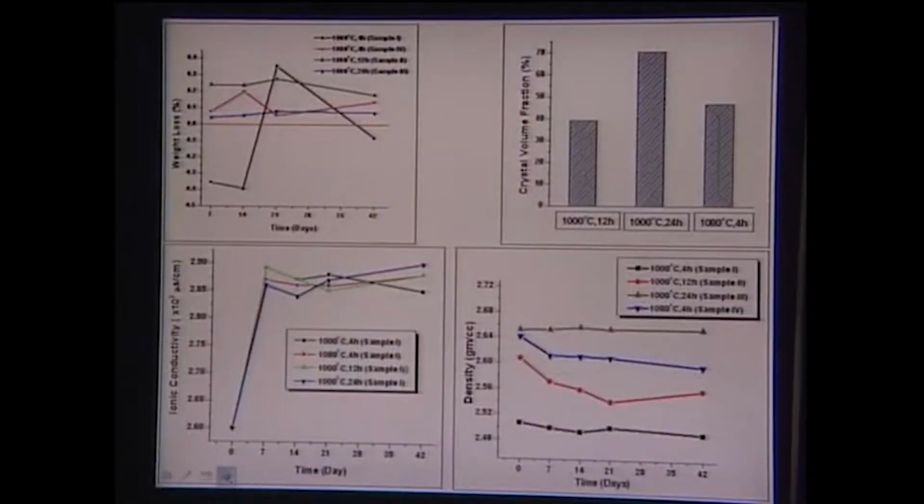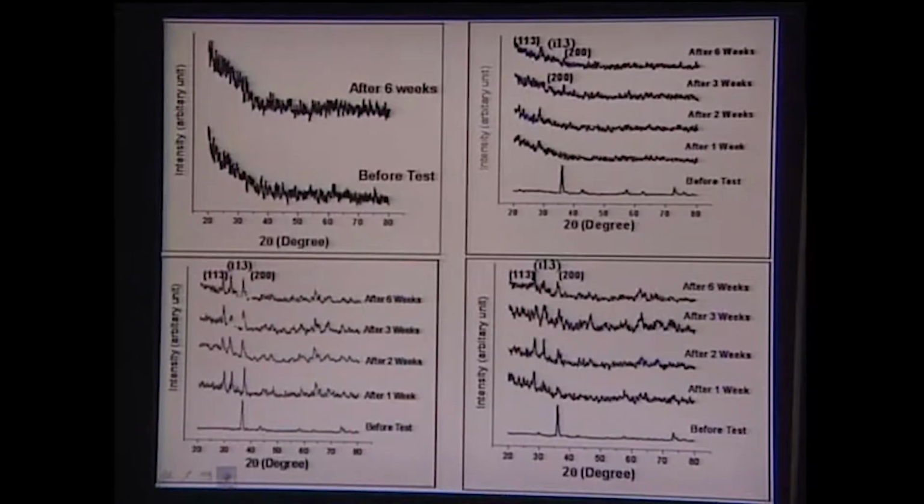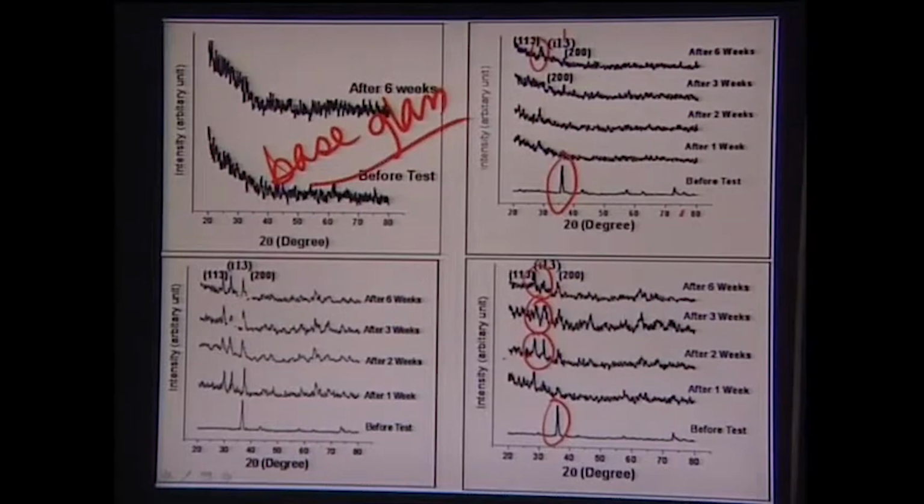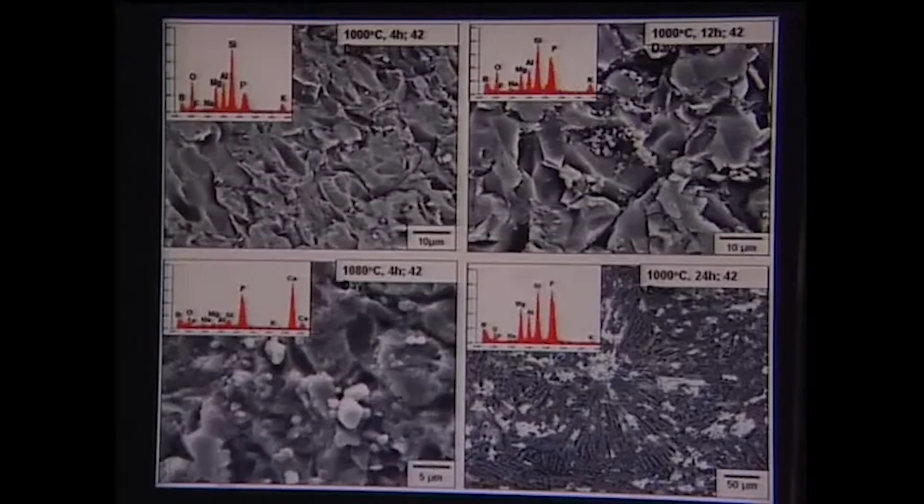Now, when you use this artificial saliva, what we have found after testing for 6 weeks is that for the base glass, before test and after test, the glass remains amorphous. But when you do this test for the other samples, before test and after test, you see there is some texturing effect, because the main crystalline phase somehow vanishes when you do this test for different time scales, and new peaks are actually appearing. These new peaks are appearing from different crystal phases here.